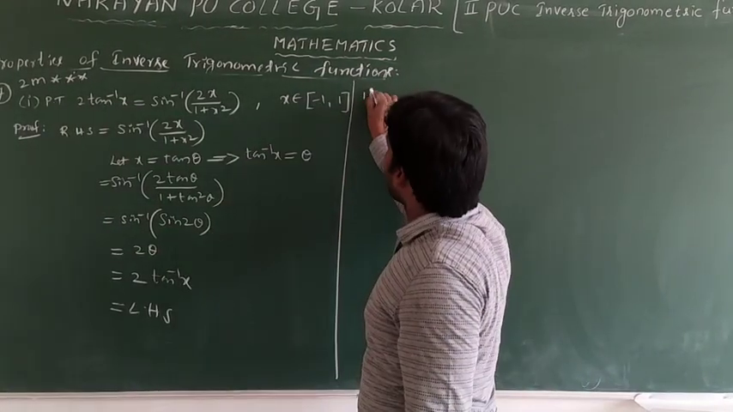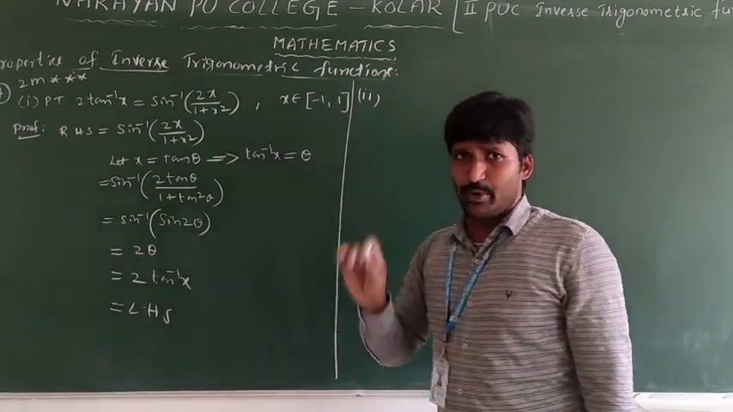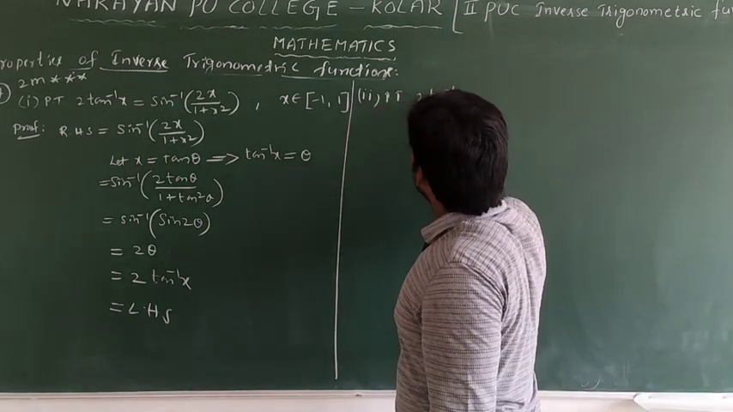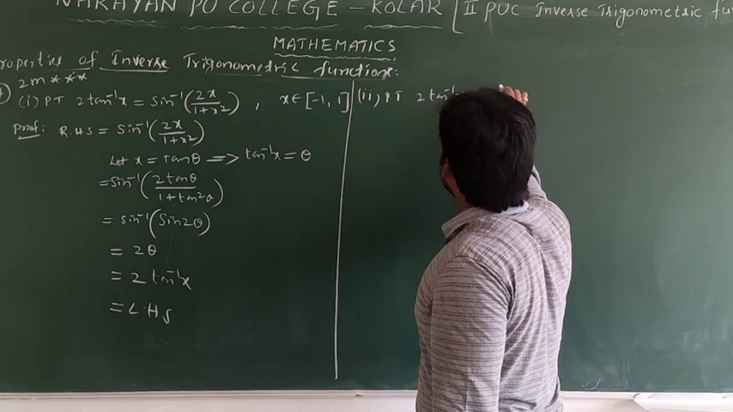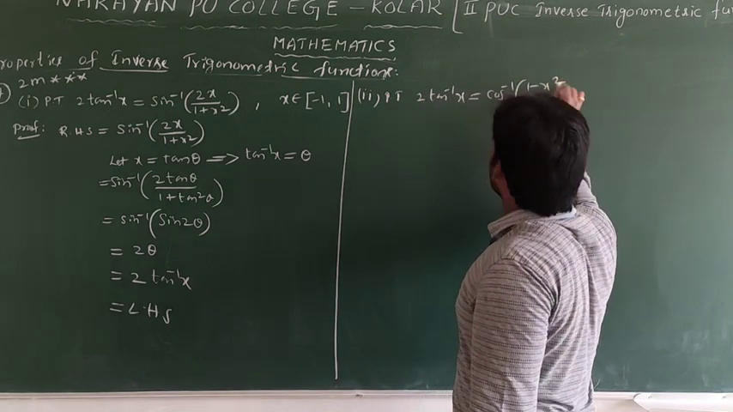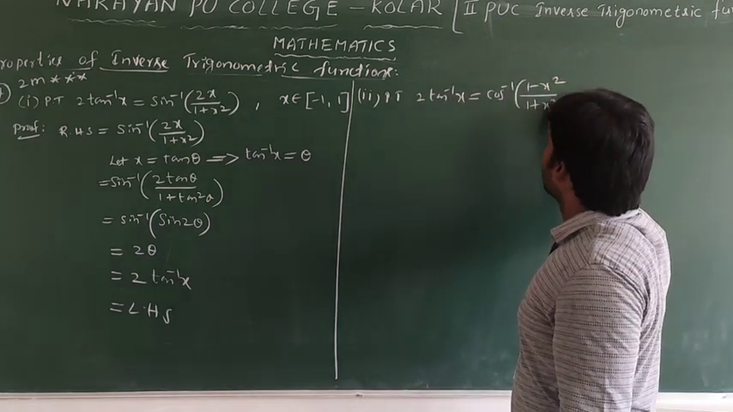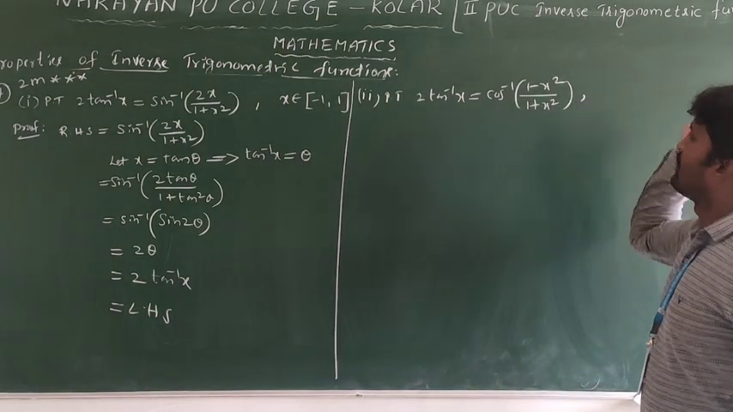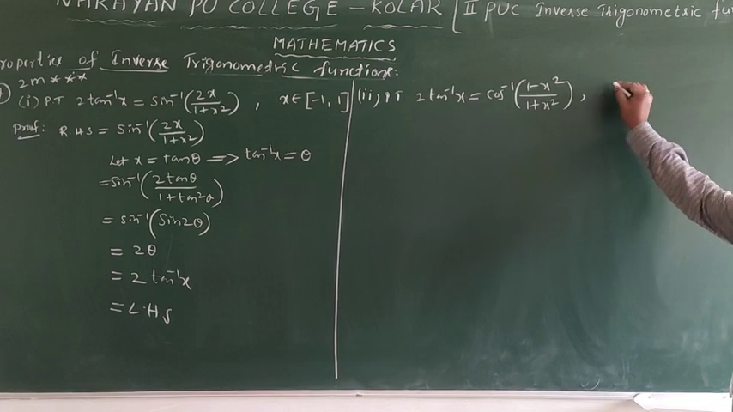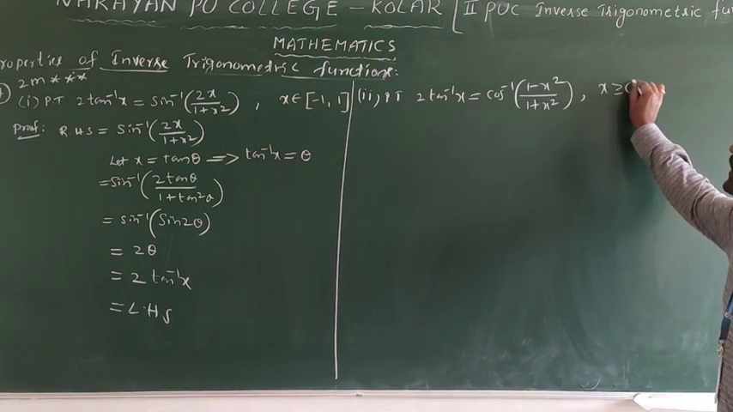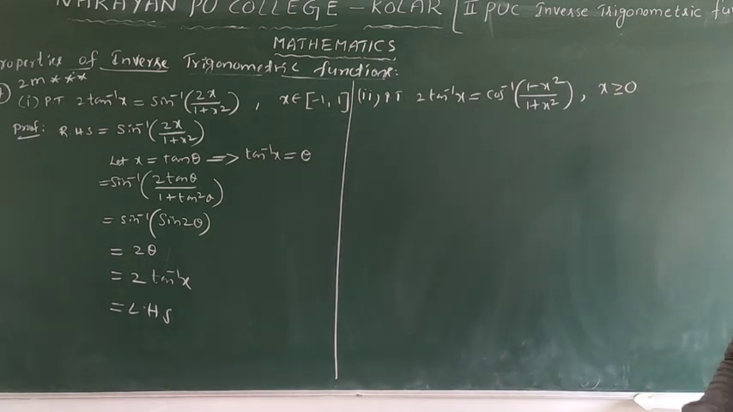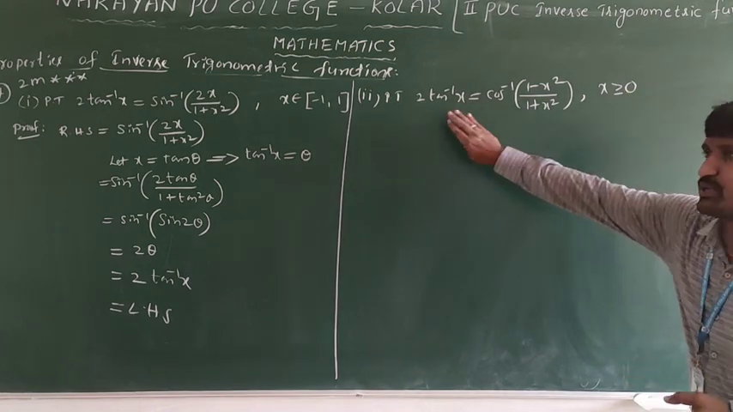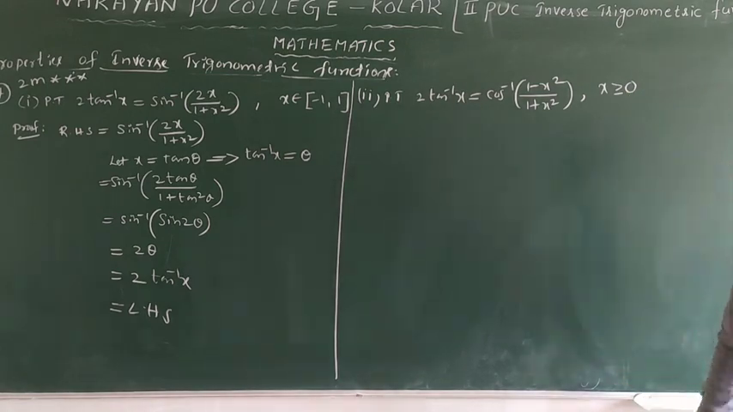Coming to the next, second one. Each one is important. Prove that 2 tan inverse x equal to cos inverse of 1 minus x square by 1 plus x square. Here, the x value is clearly greater than or equal to 0. How to verify? Simple thing. Take any value for this and substitute in both sides. It will be satisfied.